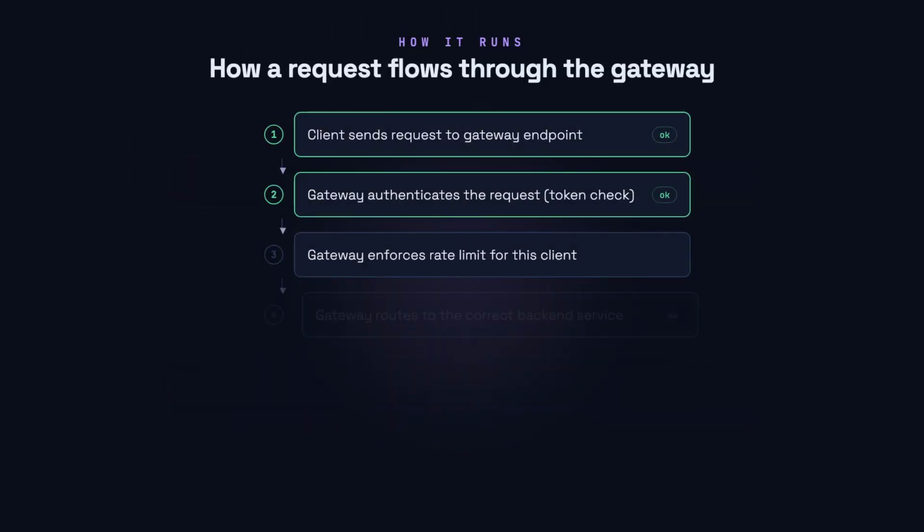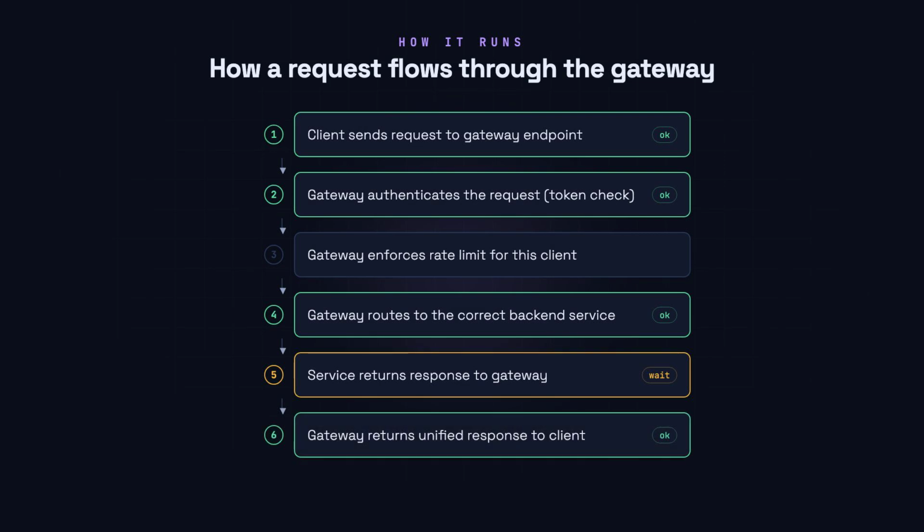Follow a single request. The client calls one well-known address, the gateway. The gateway first authenticates the caller by checking a token or API key. It then applies a rate limit, rejecting the request early if the caller has exceeded their quota. If both checks pass, the gateway inspects the path and method and routes the request to the right backend service. The service processes and replies to the gateway, which then sends a clean, unified response back to the client. The client never learned which service it actually spoke to.